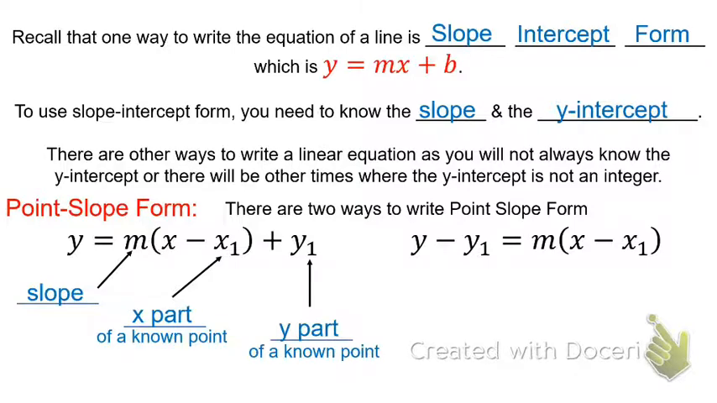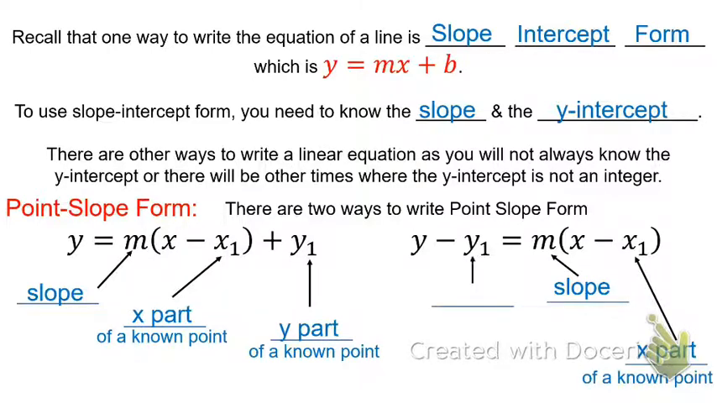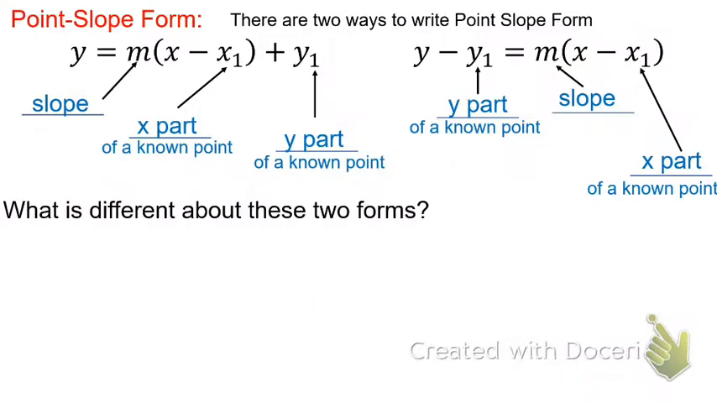Now, in the other form of point-slope over here on the right-hand side, m is still the slope. It still has x1, which is the x part of the known point, and it still has y1, it's just moved. Now we're going to look at the difference between these two forms. Here they are again. What do you notice is different between the form on the left and the form on the right?